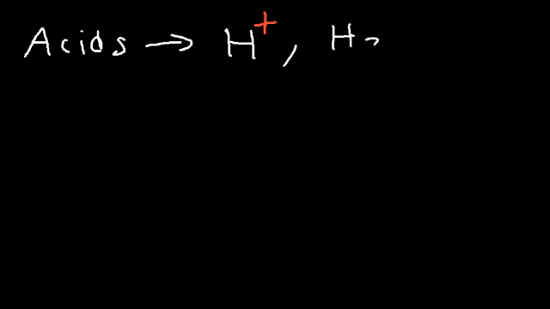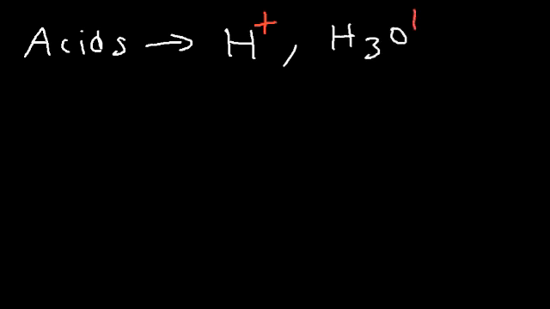In this video, we're going to go over acids and bases, particularly the Arrhenius definition, the Bronsted-Lowry definition, and the Lewis acid-base definition. So let's talk about the Arrhenius definition of acids. Acids release H+ ions or hydronium ions in solution. So that's the Arrhenius definition.